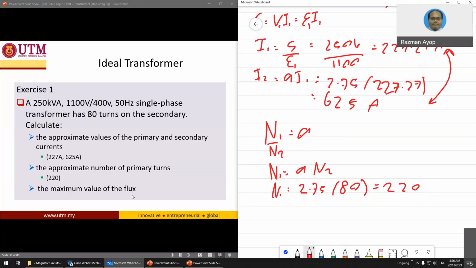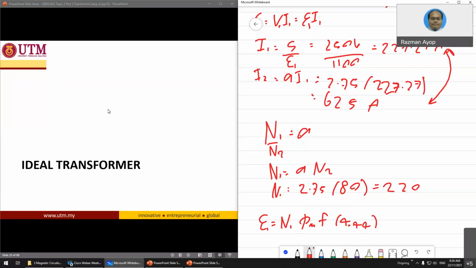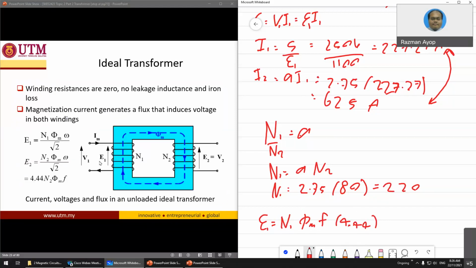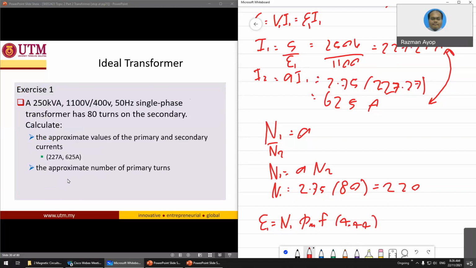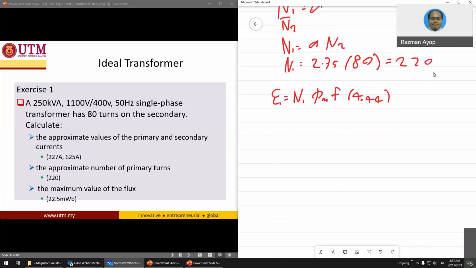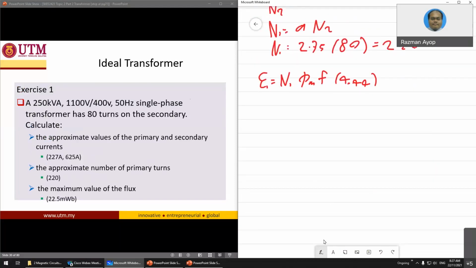And the maximum flux, for this one, recall that E equals E1 equals 4.44 times N1, maximum flux, and frequency, and don't forget the 4.44. Recall this formula, make sure you remember this. Where is it? This one. So how to calculate the maximum flux? You just manipulate this formula.